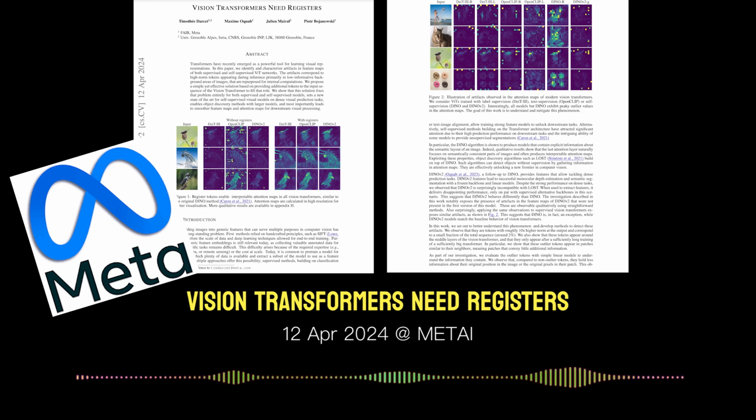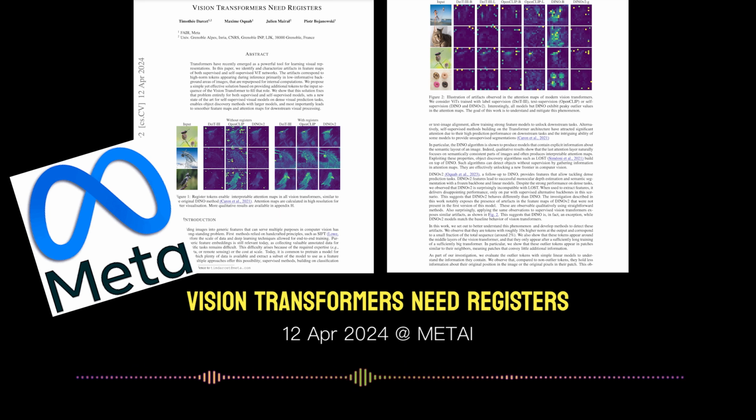Exactly. And that's one of the things that got these researchers thinking. They wanted to understand why these high norm tokens were showing up in these specific spots and what they were doing in the model as a whole. Now, you mentioned that these high norm tokens are basically vectors. Can you explain that a bit more for our listeners? How do vectors relate to the way ViTs process images?